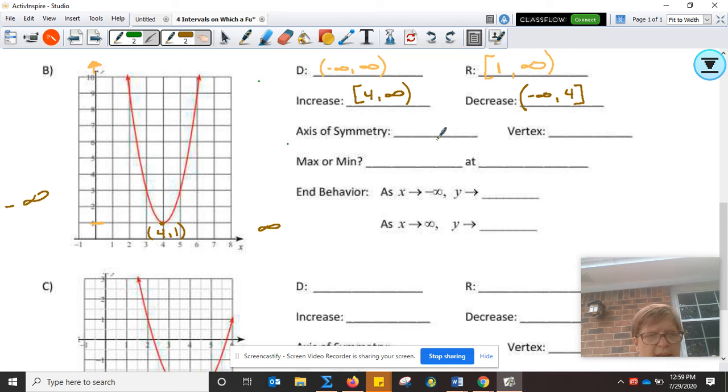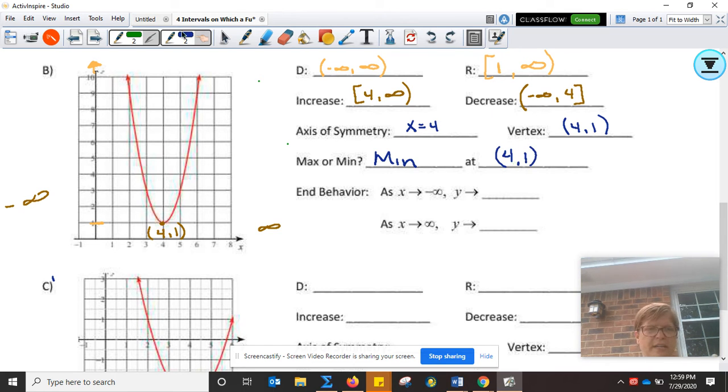Okay, your axis of symmetry. What is x equal to? Remember, your axis of symmetry is an equation. In this case, it's x equals 4. Your vertex is your x, y from the axis of symmetry, so it's (4, 1). Is that a maximum or a minimum? It's a minimum at (4, 1).